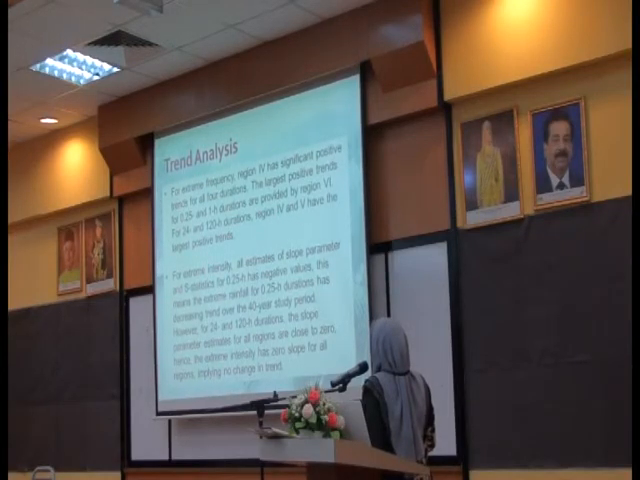And for extreme intensity, all estimates of the slope parameter and S statistic for 15 minutes have negative values. This means the extreme rainfall for 0.25 hour duration has a decreasing trend over the 40-year study period. However, for the 24-hour and 120-hour durations, the slope parameters for all regions are close to 0, implying no change in trend.